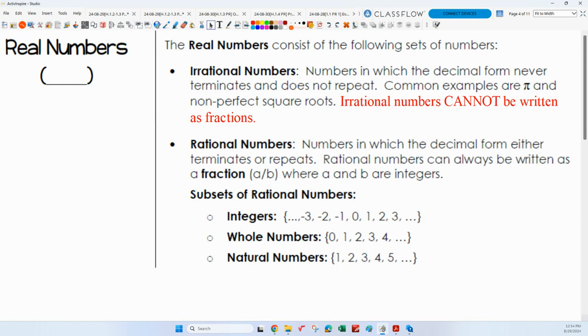All right, so one last thing we wanted to add. Irrational numbers, they never repeat, never terminate. Rational numbers always either repeat or terminate when we write them as decimals.